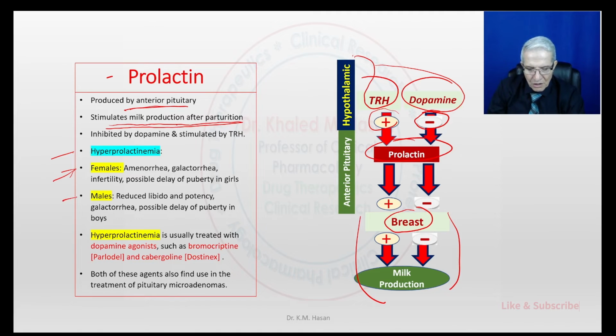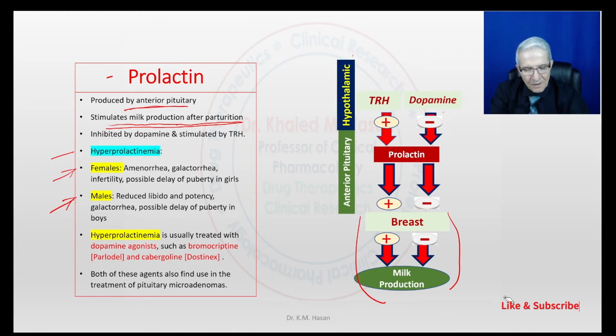If you talk about males, this is associated with decreased libido, galactorrhea, gynecomastia, when we have hyperprolactinemia. Hyperprolactinemia is usually treated with something. If you look on the table here, we have hyperprolactinemia. That means we have a high level of prolactin.